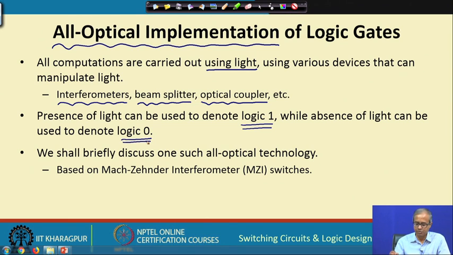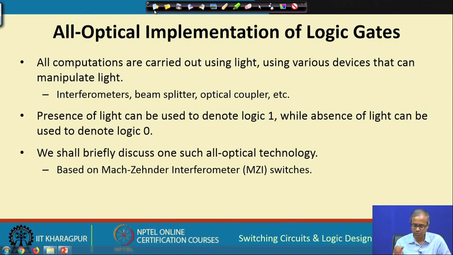There are several approaches that have been explored. We shall be very briefly talking about one such technology, which is based on something called the Mach-Zehnder interferometer. Let us see what a Mach-Zehnder interferometer looks like and how we can implement some functions out of it.